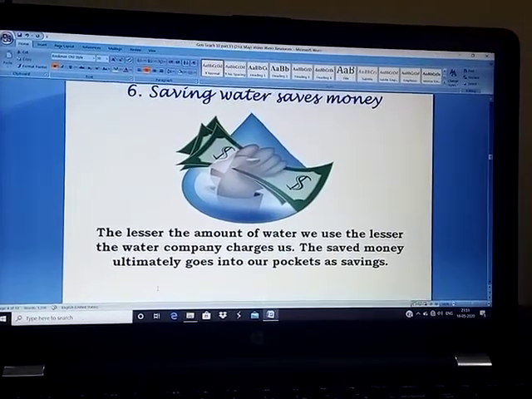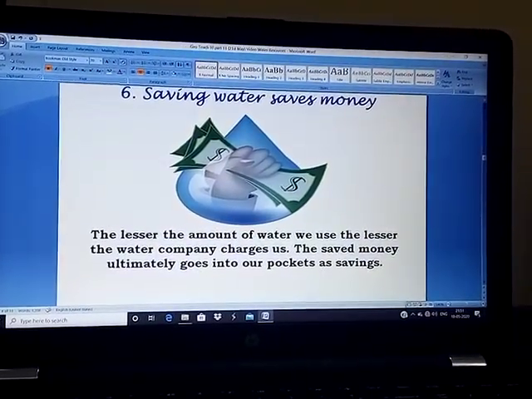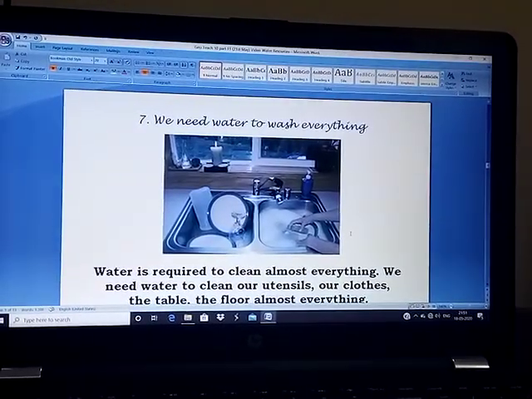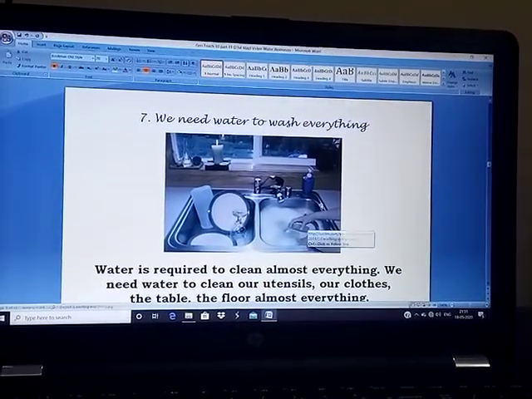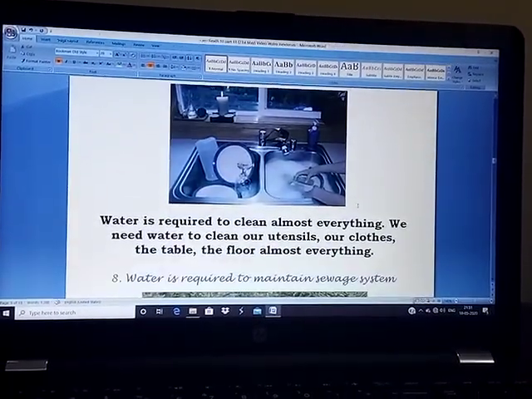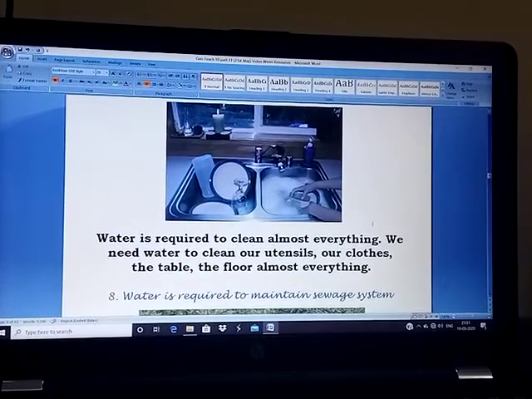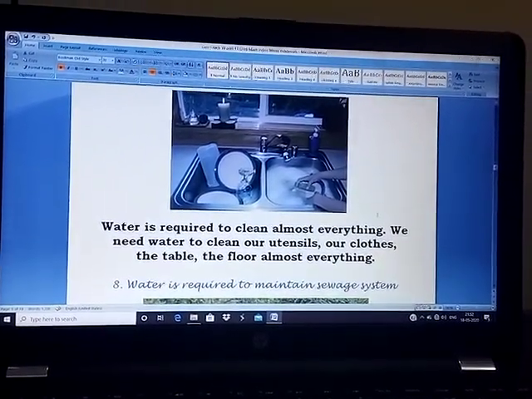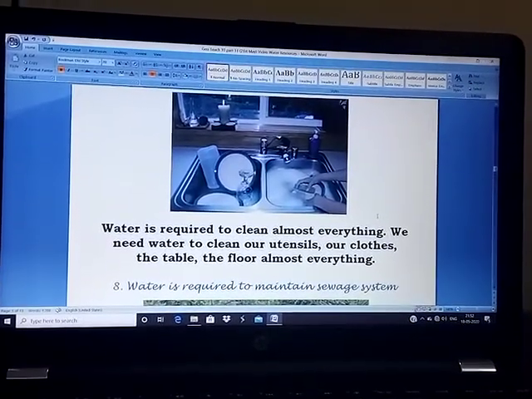To save money ultimately goes into the pockets as savings. We need water to wash everything, starting from our dishes, our clothes, our houses, our buildings. Water is required to clean almost everything. We need water to clean our utensils, our clothes, our table, our floor, whatnot, everything.